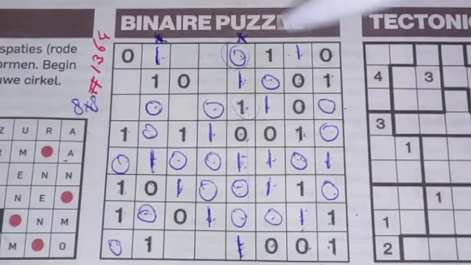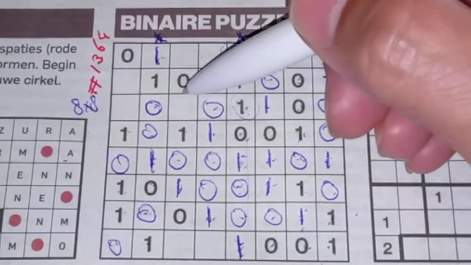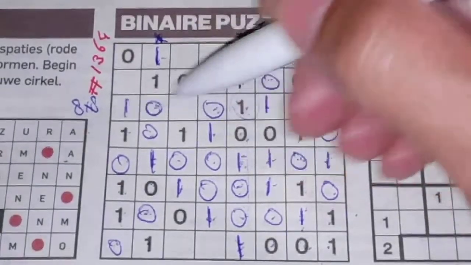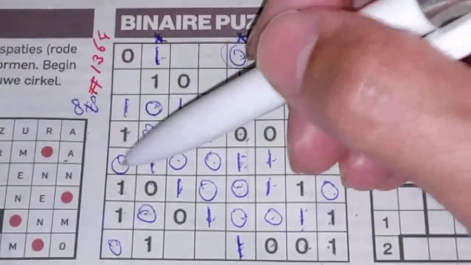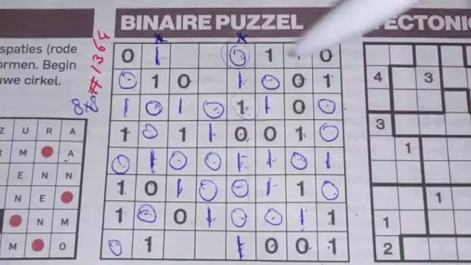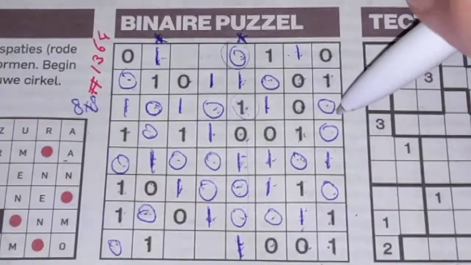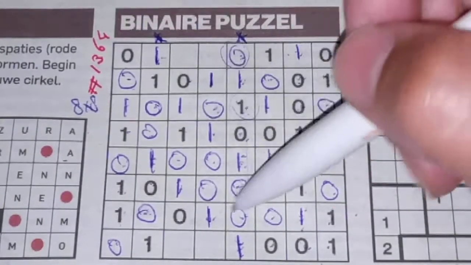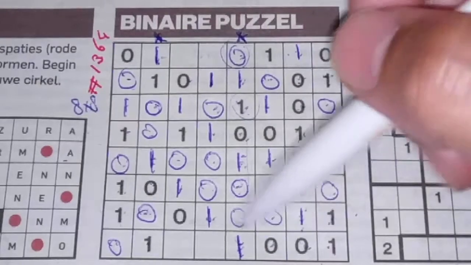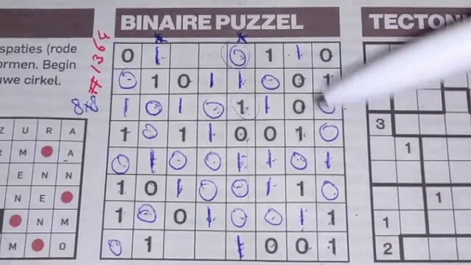Alright. 4 0's, so the rest are 1's. Alright. Double 1 here, no, there, no. 4 0's in this row, so the rest are 1's. 1, 2, 3, 1, 2, 3. We need to compare again.